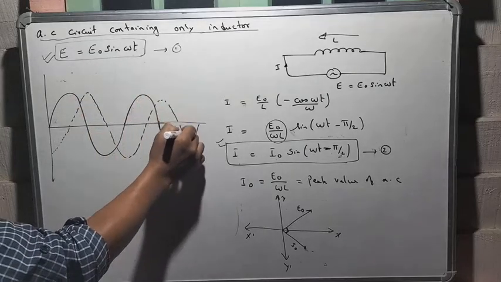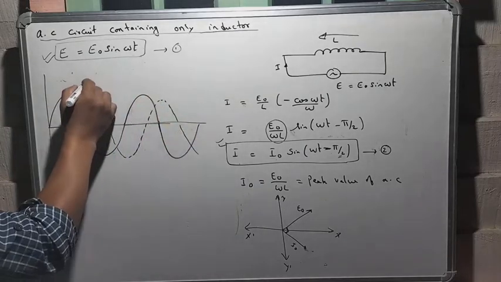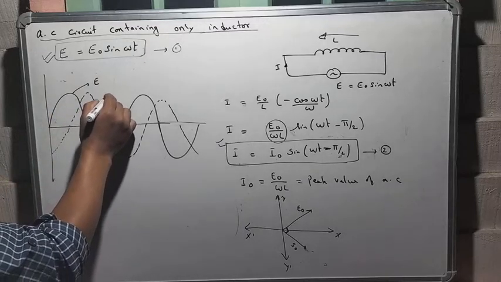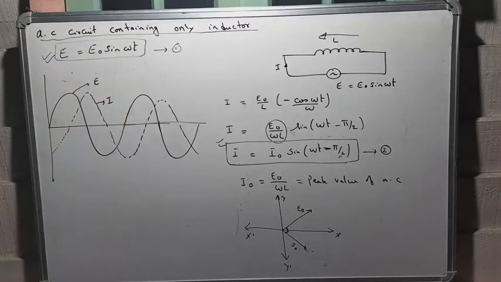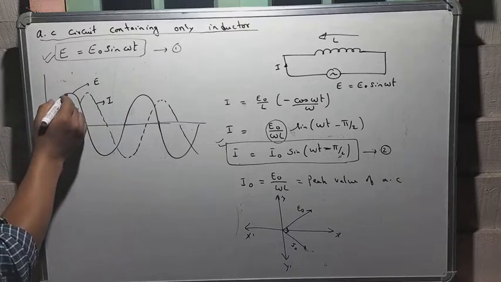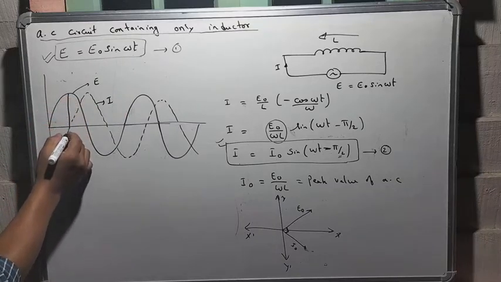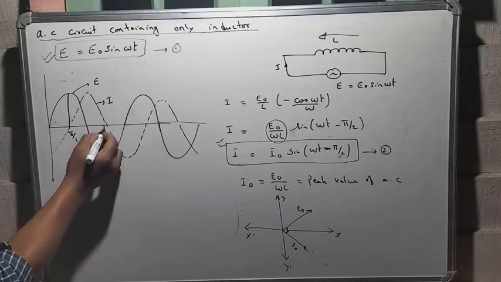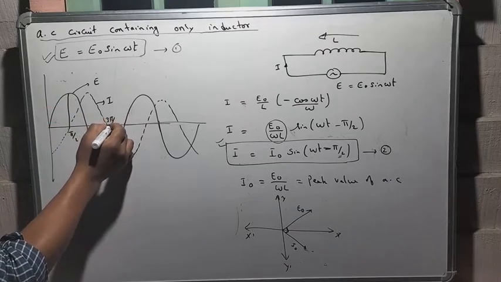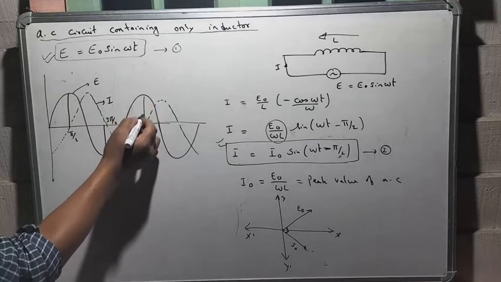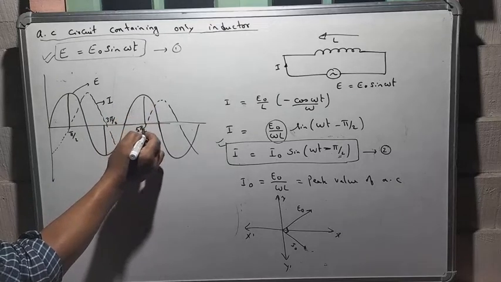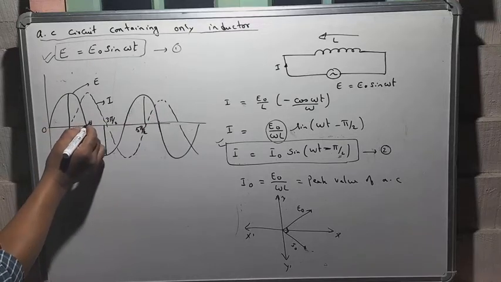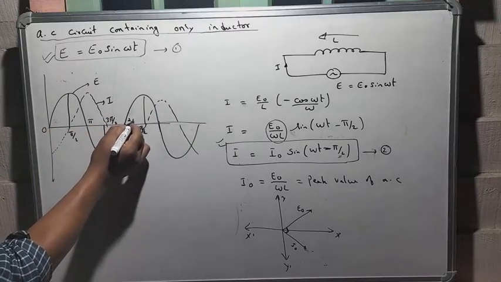Like this. Okay, so this is a wave for the EMF, and this dotted line stands for the wave of a current. Okay, so as you know, this angle here is equal to how much? Pi by 2. This is 3 pi by 2. This is 5 pi by 2, and so on. This is 0. At this point, it is equal to pi. At this point, 2 pi.